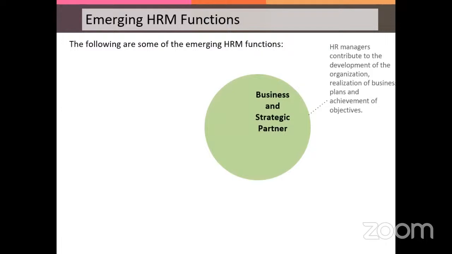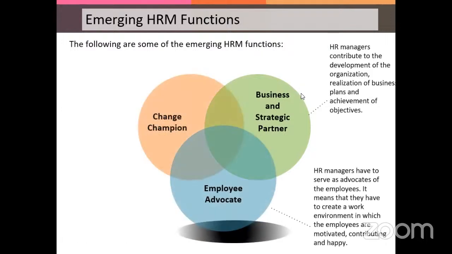Now, let's quickly look at the emerging functions of HRM. So you have HRM in the space of business and strategic partner. You have HRM in the area of employee advocate, and you have HRM in the area of change champion. Now, in the aspect of business and strategic partner, we've talked about HRM being able to negotiate, which is a business skill. So as part of the skills, HR must have good business acumen. That will also help them to become a strategic partner with organizations, all right? HR managers contribute to the development of the organization, realization of business plans, and achievement of objectives.